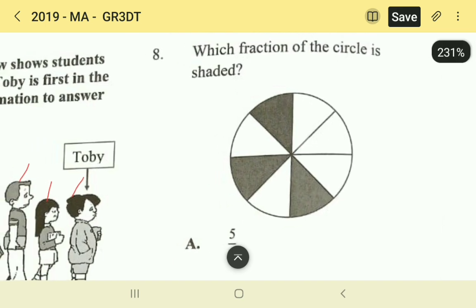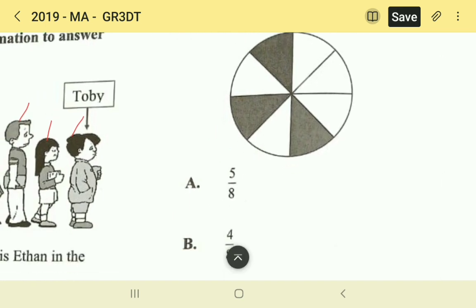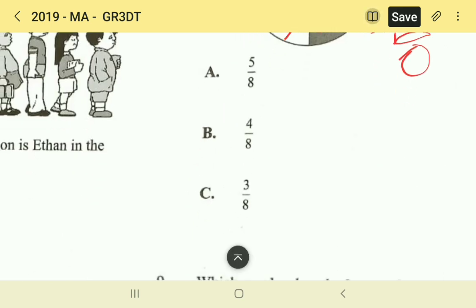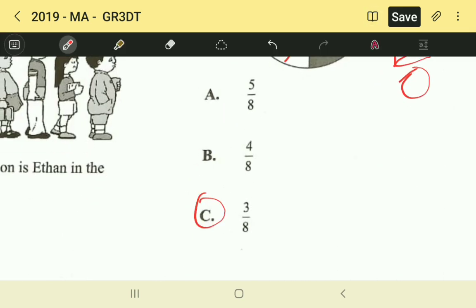This is a repeat item. Which fraction of the circle is shaded? So looking at it, how many parts is it divided into? 1, 2, 3, 4, 5, 6, 7, 8. Alright? 8. How many parts are shaded? 1, 2, 3. 3/8 shaded. This one is a repeat item. It's at C. Guys, the items do repeat.